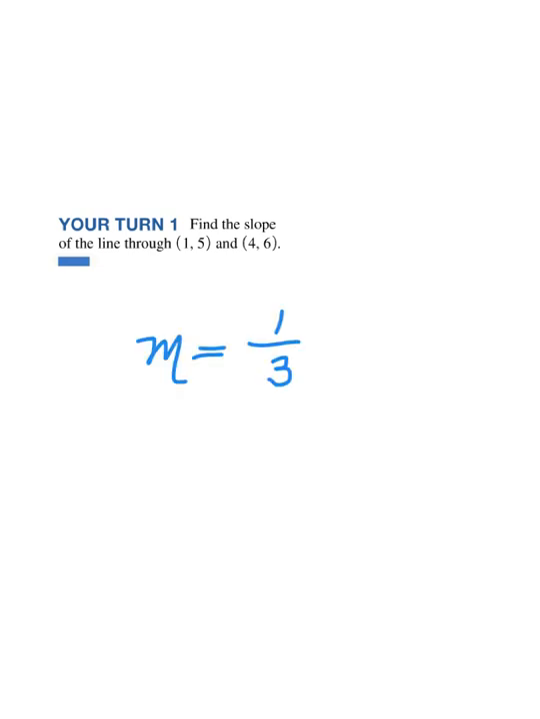So hopefully you did what you were supposed to, and you worked out the slope for the line that's going through (1, 5) and (4, 6), and the answer that you should have gotten would have been 1 over 3.